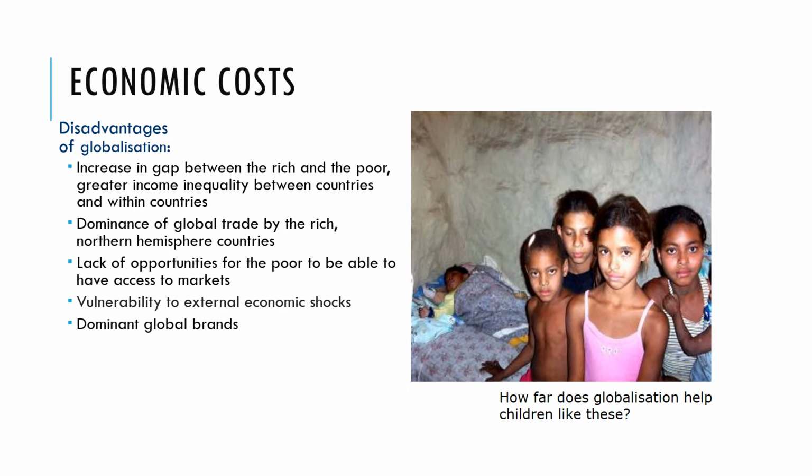Global brands may dominate in different markets, limiting competition. There may be the exploitation of workers and growers. So businesses may threaten to relocate their businesses elsewhere if there is, say, a minimum wage put in place, or if they put in health and safety regulations that raise the costs.